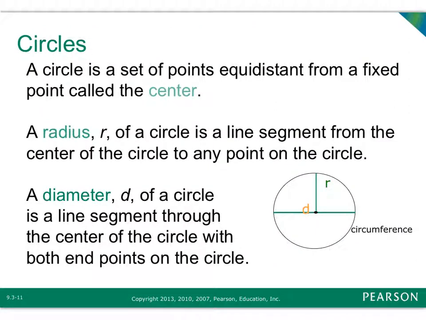A circle is a set of points equidistant from a fixed point called the center. A radius r of a circle is a line segment from the center of the circle to any point on the circle. So here is our radius, but we can have a radius here as well. The diameter d of a circle is a line segment through the center of the circle with both ends on the circle. So d really is a line that goes from one end of the circle to the other end of the circle.